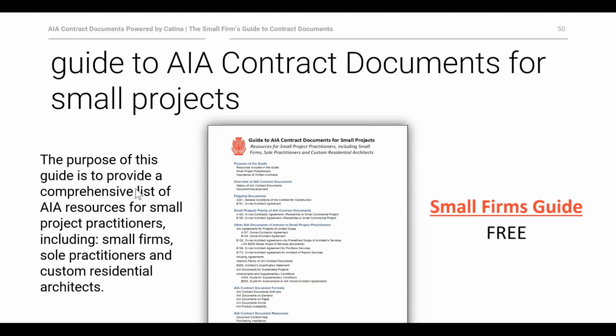And then quickly, just some contacts and resources. So Ken gave some really great information throughout this presentation. One resource that can help is we do have this small firms guide. Again, this is hyperlinked right here into your presentation. You can find this PDF under handouts on your GoToWebinar browser bar that pops up. It will also be emailed to you along with a recording of this presentation a few days after today. The purpose of this guide is to provide a comprehensive list of all AIA resources for small project practitioners, including small firms, sole practitioners, and custom residential architects.